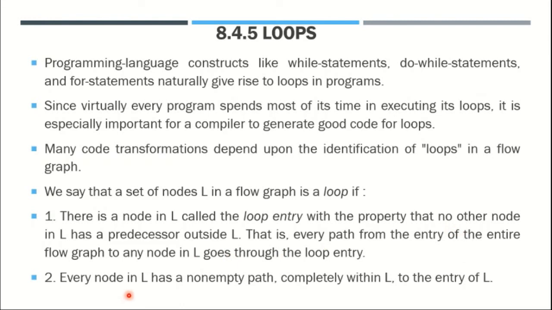Next, every node in L has a non-empty path completely within L to the entry of L. Whenever we enter any label, that label must have at least one or more instructions. If it has zero instructions, there is no proper meaning for the labeling. Whenever we mention some label, it must contain at least one instruction.